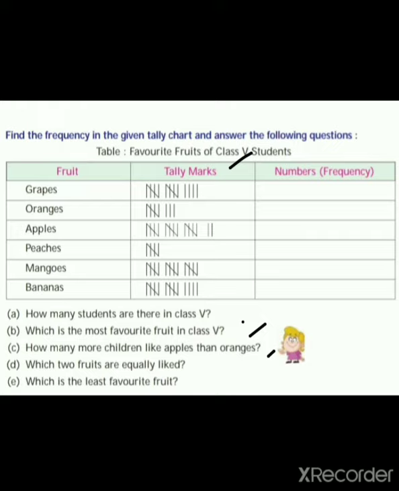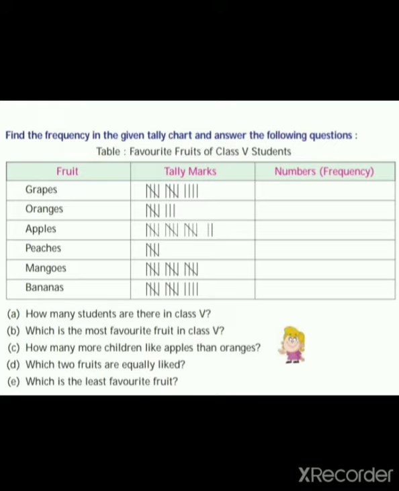Okay, what is given to us in this question? We are given the favorite fruits of class 5th students. Okay, in class 5th, some students are there, and they like different fruits. So first of all we will find the number, meaning the frequency, of the students who like different fruits. Okay, how? Let us discuss with this picture.